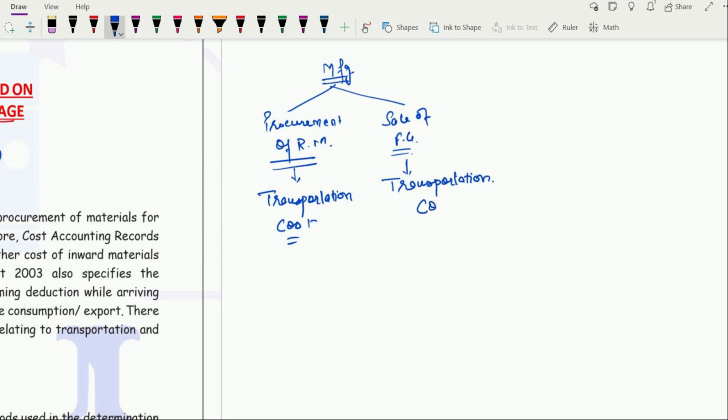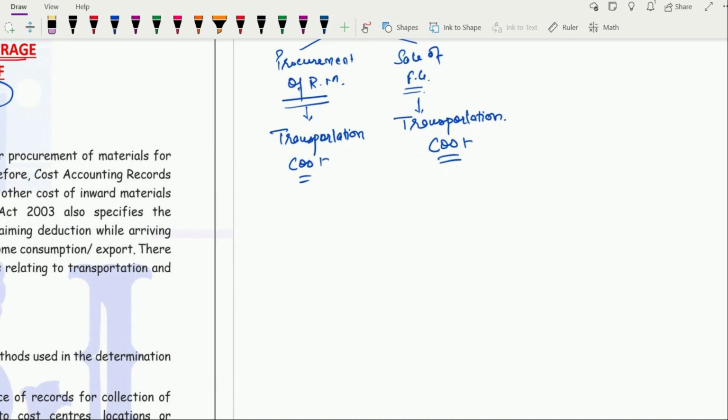So this transportation cost is one of the major elements of cost, because it is incurred on two important events. One is the procurement of raw material, another one is the sale of finished goods, right? On the procurement side we call it inward transportation cost, and on the sale side this is known as outward cost. Clear?